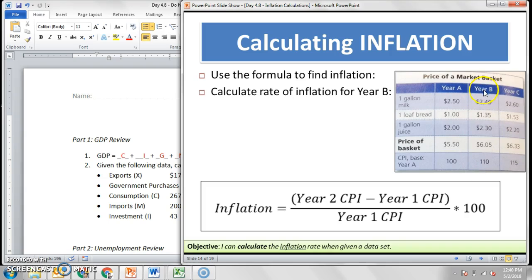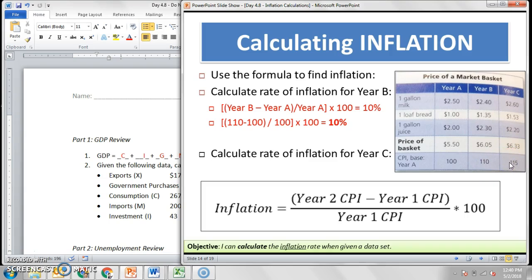So to find the inflation rate for year B, we're going to take the CPI, 110, minus 100, divided by 100, times 100. And we're going to get 10%. Year C, we're going to take 115 minus 110, divided by 110, times 100, and we get 4.5%. Remember, we are not using the base every single time, unlike when we calculate CPI. To calculate inflation, we need this equation, the new year minus the old year divided by the old year times 100. New minus old divided by old times 100.